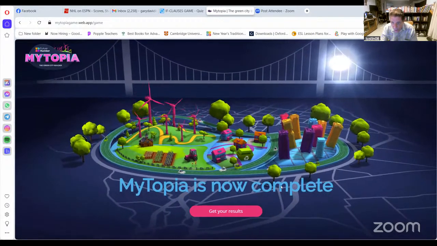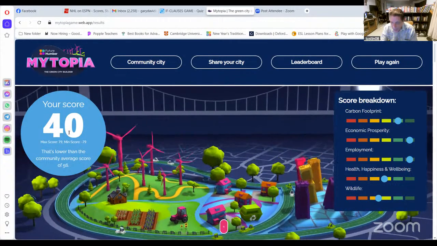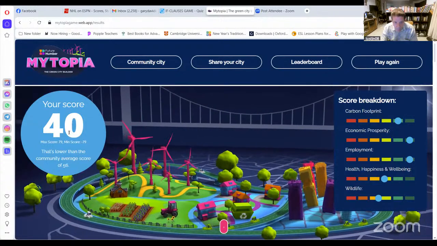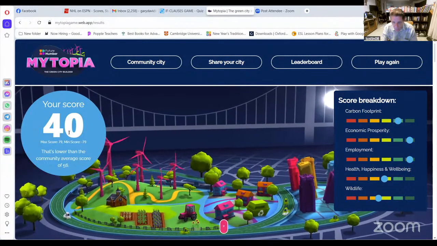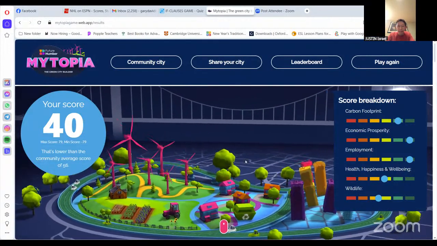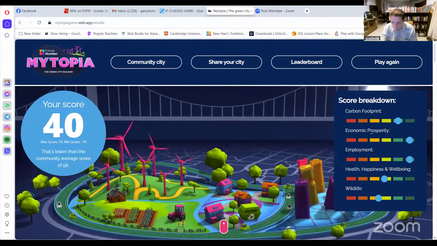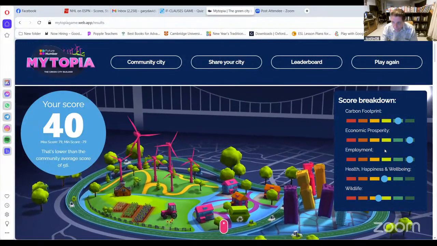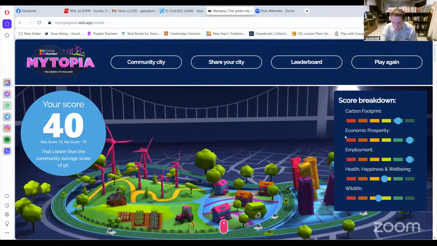Now, what we're going to do is find out what the results are for our city, and let's discuss what this all means. So the overall score for our city is 40. The maximum score is 79. So we're far away from having a perfect city in terms of being a green city. What this means is that our city is doing very well in terms of economic prosperity and also very well in terms of employment. Any idea what that means, Jay?